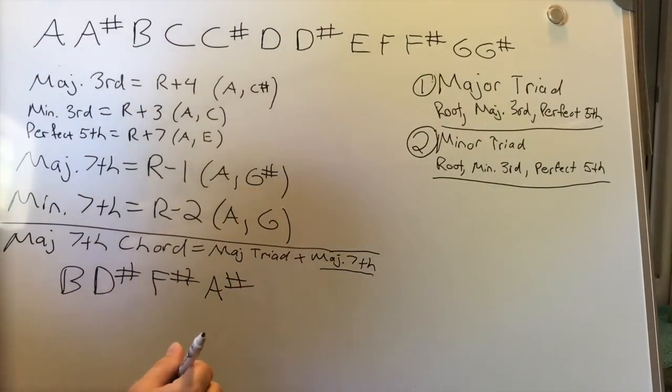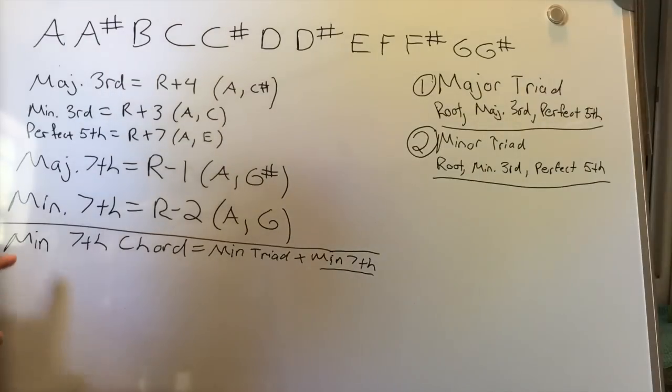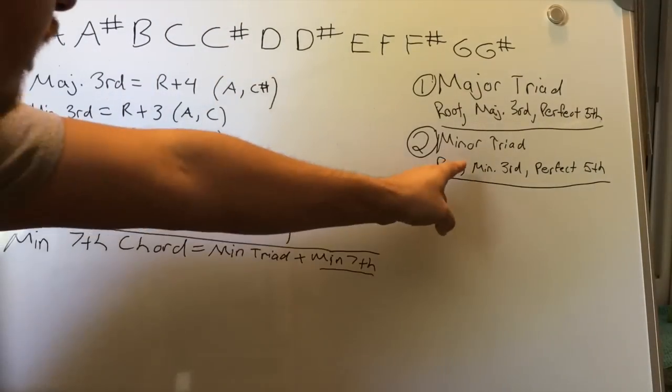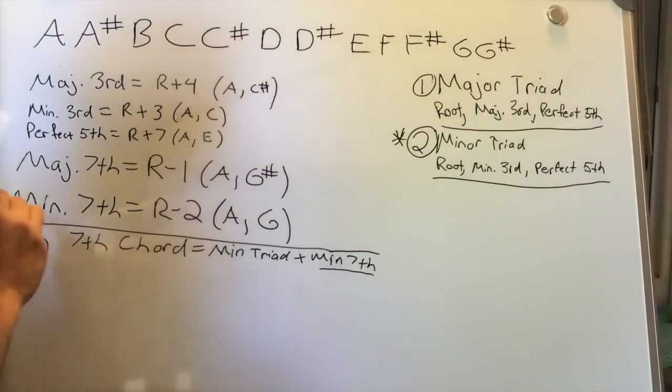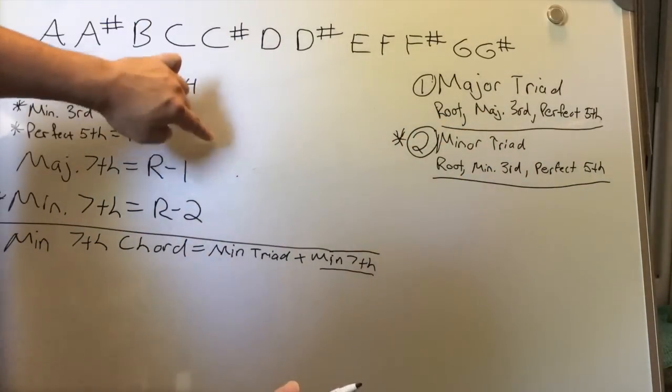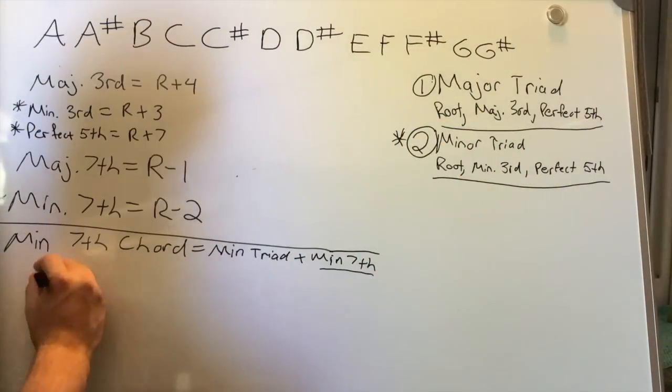So now, let's talk about minor 7ths. Okay, so a minor 7th chord is a minor triad plus a minor 7th. So we're going to refer to that and that. I went ahead and got rid of our examples that were over here, so you can't cheat. So A is our root.